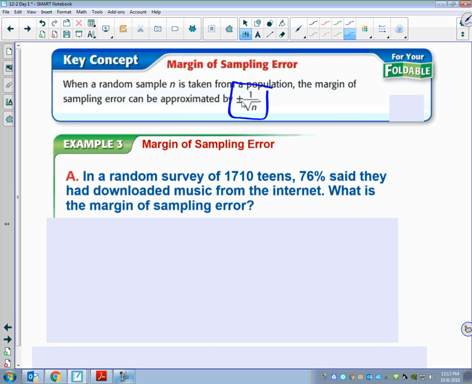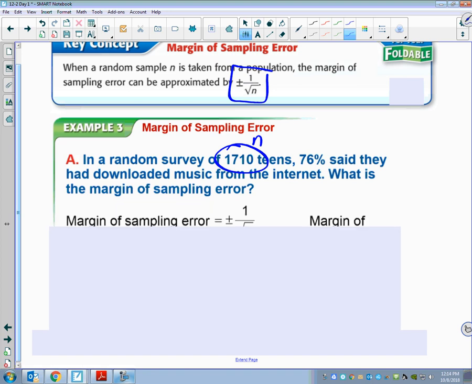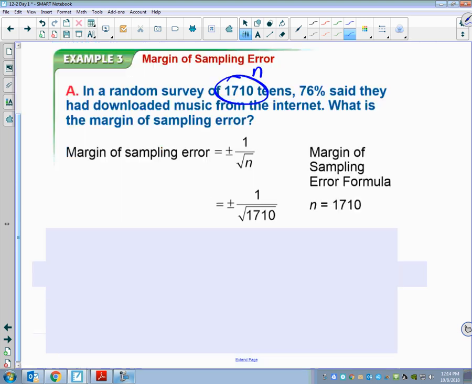So it says, in a random survey of 1,710 teens, 76% said they had downloaded music from the internet. This seems like a very old statistic. What is the margin of sampling error? So this is our n value, okay? The margin of sampling error would be plus or minus 1 over the square root of that. And so I just have some work here for you, right? So plus or minus 1 over the square root of n, where n is 1,710.